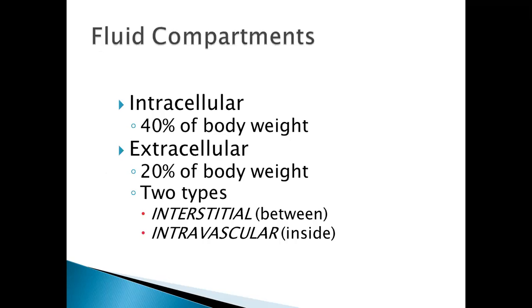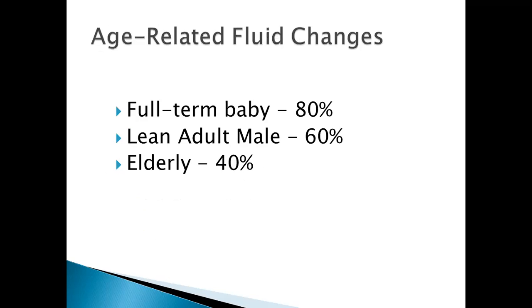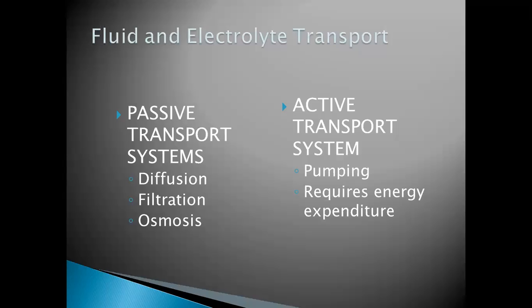So fluid compartments, as you know, 60% of the total body weight is just fluid, of which 40% is intracellular and 20% is the extracellular compartment, which includes two compartments, interstitial and intravascular. So age-related changes. A full-term newborn baby has 80% of its body weight as fluid. It is 60% in an adult male, and as we grow older, it drops to about 40%.